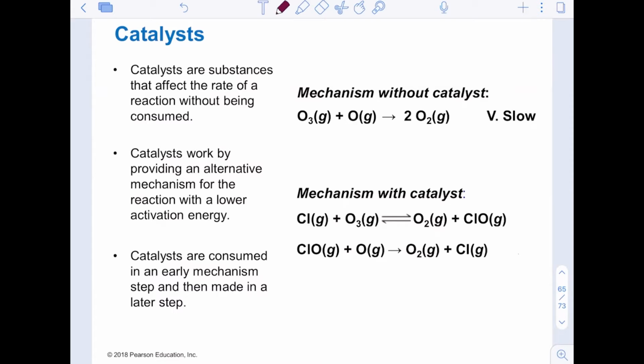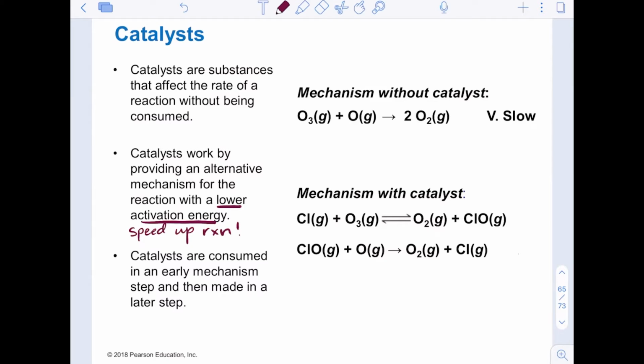Catalysts work by providing an alternative mechanism. So they change the overall reaction. And what that does is effectively lower the activation energy, and therefore they speed up the reaction. So if you've heard a catalyst speeds up a reaction, how they do that is by providing an alternate mechanism.